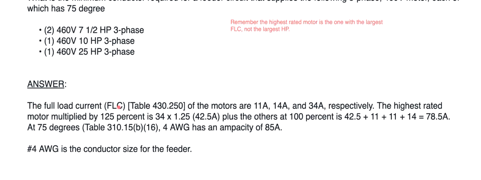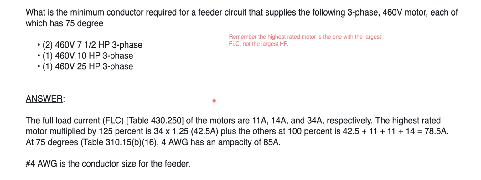Full load current, Table 430.250 for motors, are 11 amps, 14 amps, 34 amps. So 11 amps on the 7.5 horsepower, 14 amps on the 10 horsepower, and 34 amps on the 25 horsepower. So we take that 25 horsepower at 35 amps. I'm sorry, at 34 amps. I've been saying 35. And you take the highest rated motor multiplied by 125%: 34 times 1.25, and that equals 42.5 amps.